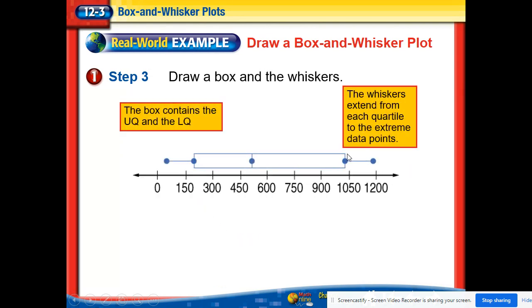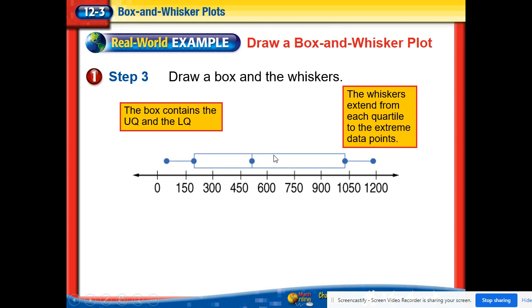On the middle 3 numbers, we're going to create a box that goes from the LQ to the UQ, or Q1 to Q3. Notice we put a line here for the median, and then we make some whiskers at the ends. Here's our box, and we have some whiskers coming off the sides.